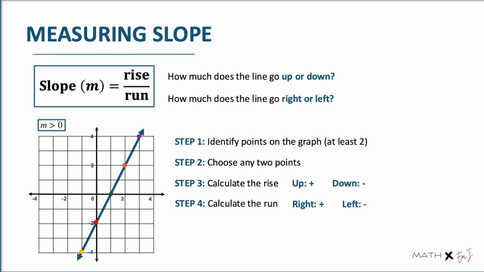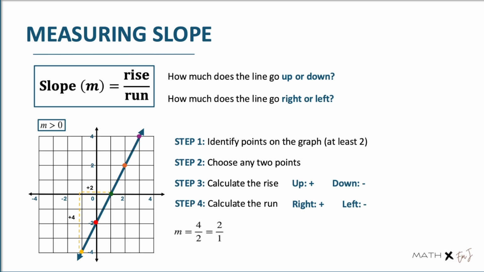So what if I chose the yellow point and the green point? So again, we have a rise of positive 4 and we have a run of positive 2. So in this case, our slope would be 4 over 2. But just like any other fraction in math, we can actually simplify this and put it into lowest terms. So 4 over 2 is also equal to 2 over 1. So even though the points were further away, we actually got the same slope.